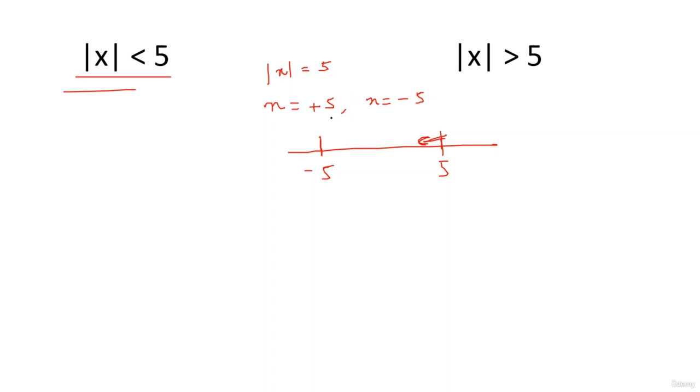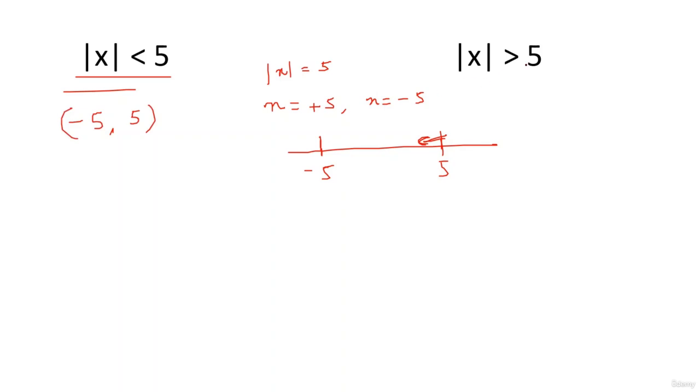Positive हो जाएगा, right? It will be basically less than 5, isn't it? अगर आपने minus 3 भी लिया, mod of minus 3 is plus 3, 5 से कम है, right? Okay, so here if I ask you, mod of x should be less than 5, you will say the answer is x is lying from -5 to 5, both exclusive.